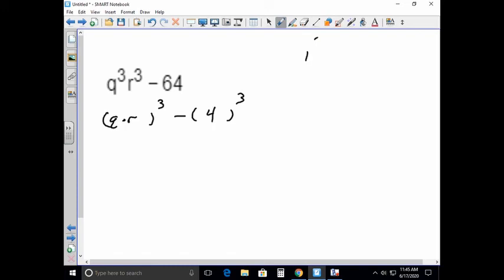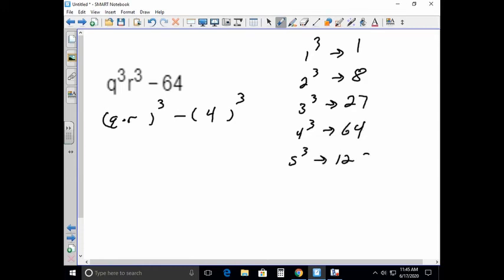It's good to have a working list of numbers that are perfect cubes. And we don't have to have a very long list, but 1 to the third, 1 times 1 times 1 is 1. 2 times 2 times 2 is 8. 3 times 3 times 3 is 27. 64 and 125. Those are some fairly common perfect cubes that we come across. So 64 is 4 to the third.